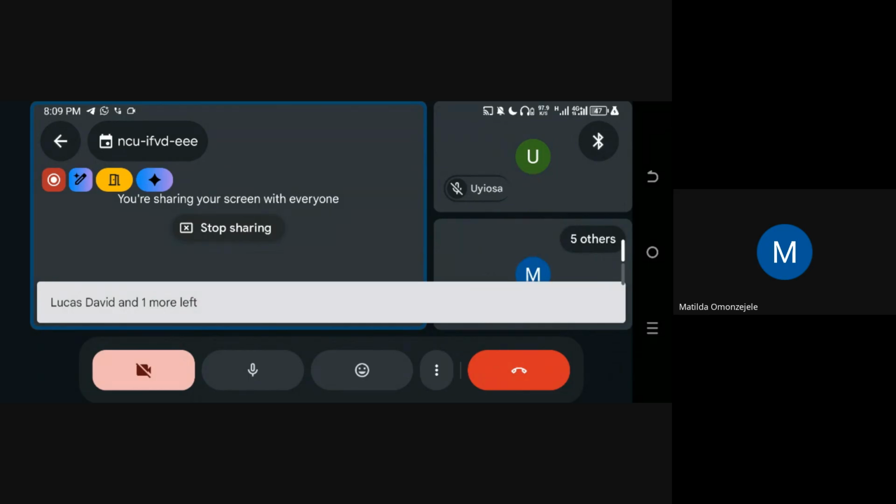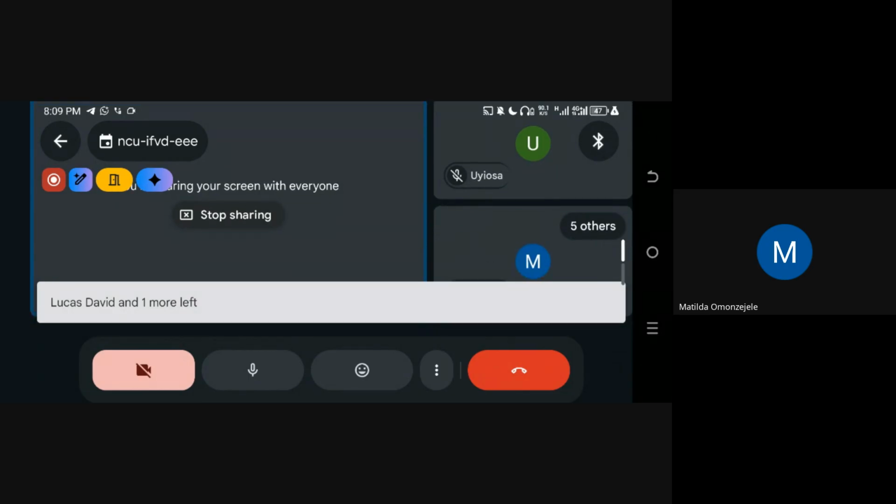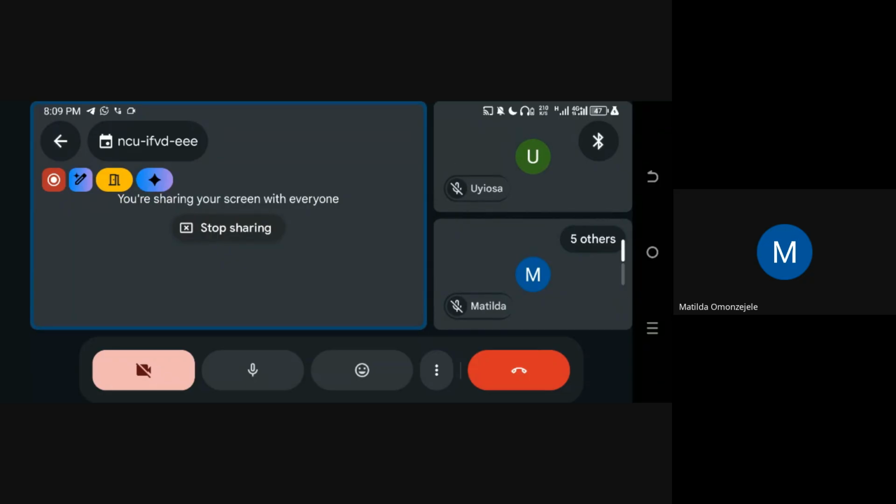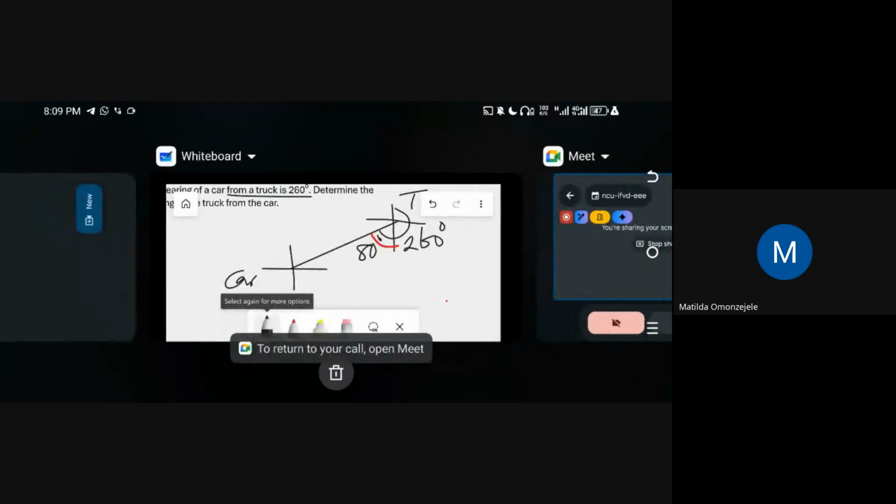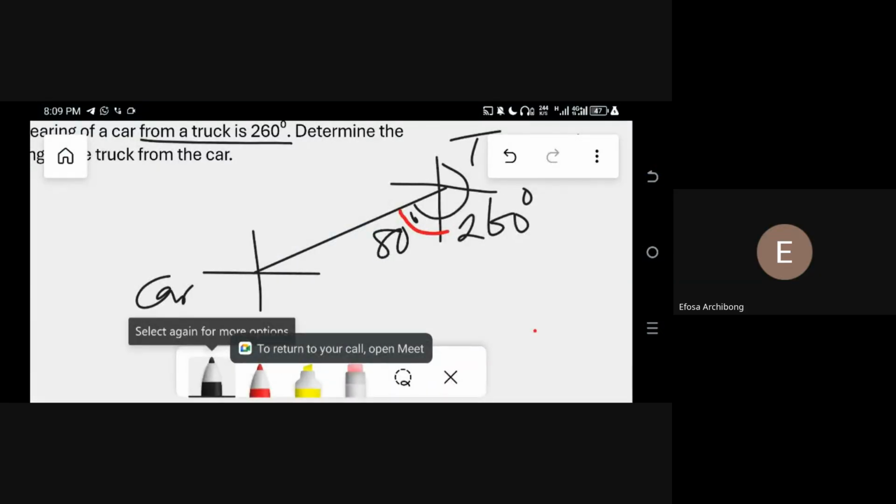Okay, Efosa does not understand why that part is 80 degrees. Efosa, can you unmute your mic, please? I'm hearing you. So you do not understand why that place we marked red is 80 degrees, right? Yes, sir.